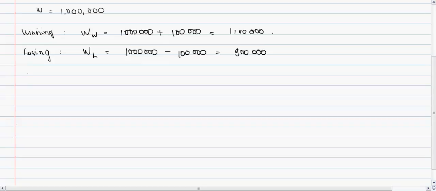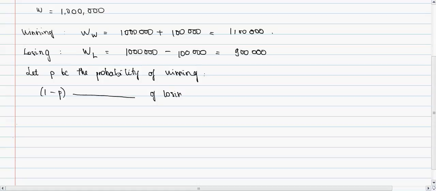All right, so now let P be the probability of, say, winning. That basically means 1 minus P will be the probability of losing. If the person plays the game, his expected utility will be equal to the probability of winning multiplied by the utility of the total amount of money in the case of winning, plus 1 minus P, the probability of losing, multiplied by the utility of the total amount of money in the case of losing.